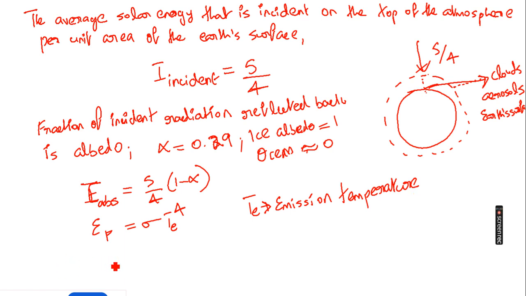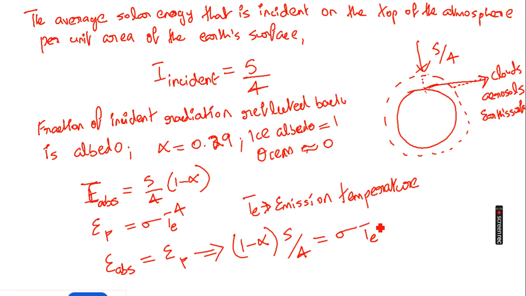Generally, if the radiation is balanced, E absorbed should be equal to E emitted. This is an ideal condition. So we can write 1 minus alpha into S by 4 is equal to sigma T e raised to 4. In this case, we are assuming that whatever radiation is coming from the sun is being emitted back, no heat is trapped in the surface of the earth or in the atmosphere. In that case, what will be the temperature of the earth?